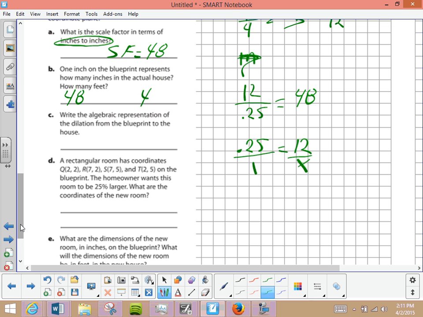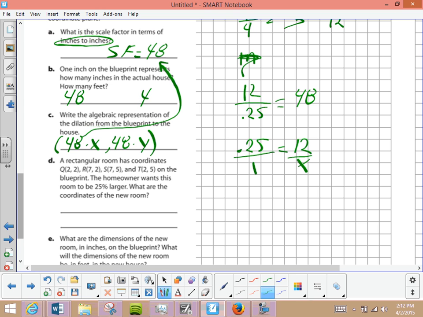All right, write an algebraic representation of the dilation from the blueprint to the house. What is it? 48x. There you go. And this one comes from this guy right there, right? Oh, I'm sorry. I thought you were talking about the other one. Oh, I'm sorry. You were ahead of us.